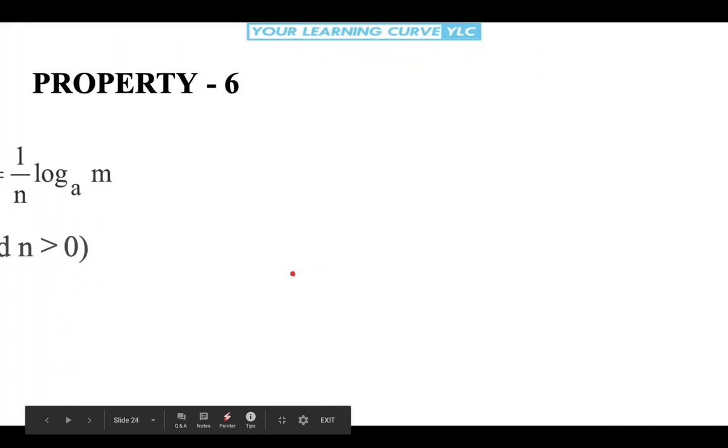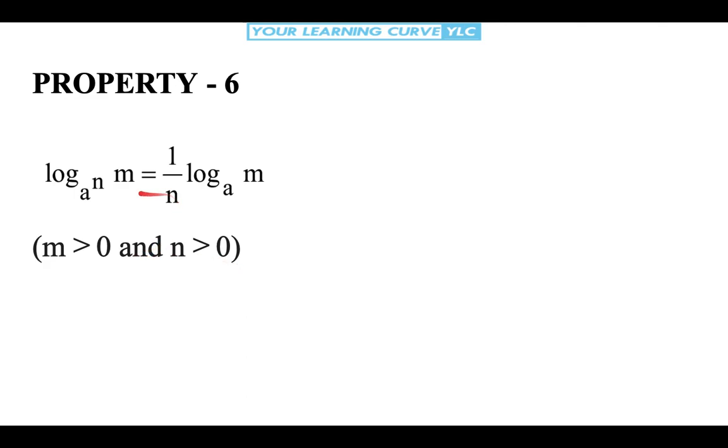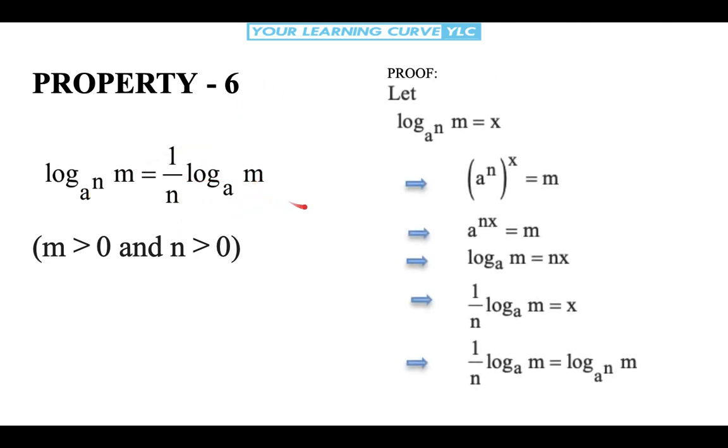Let's move on to the sixth property. This property is also similar, but here we are raising the power of the base, that is log of m to the base a to the power n. Here the exponent gets carried over and divides the entire logarithm, that is 1 by n log m to the base a. The proof is the same.